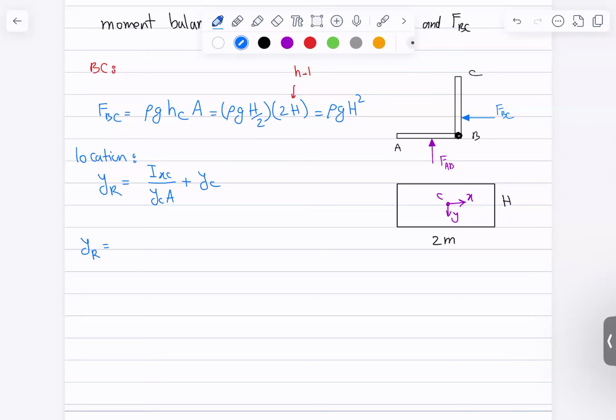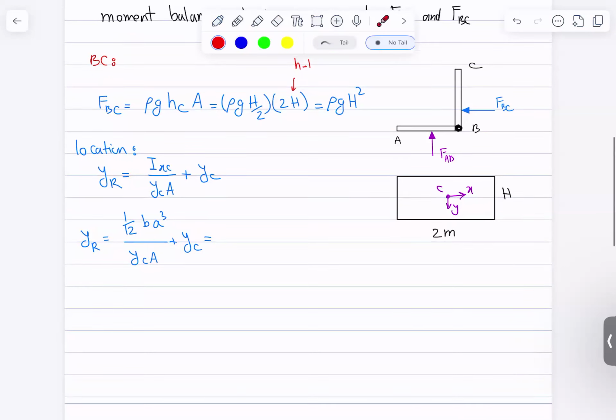All right, so IXC for a rectangular plane, you have this in your textbook. It's 1/12 BA cubed. And B here is 2 meters, this length, A is H, right? So with that, let's just plug in. We have 1/12 times 2 times H cubed.